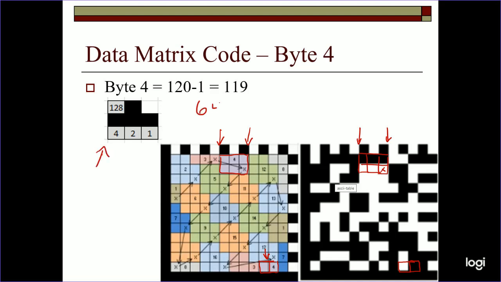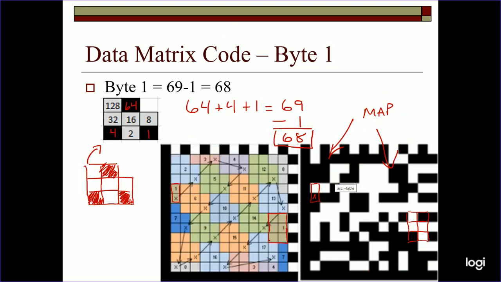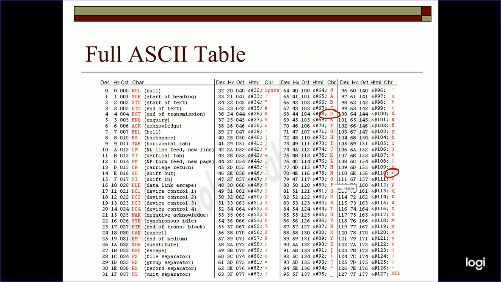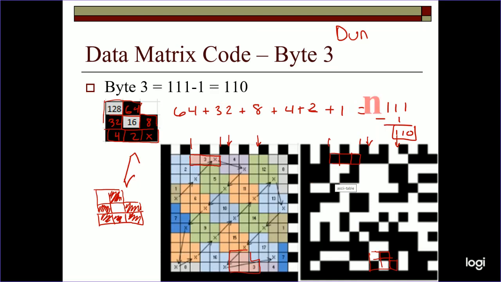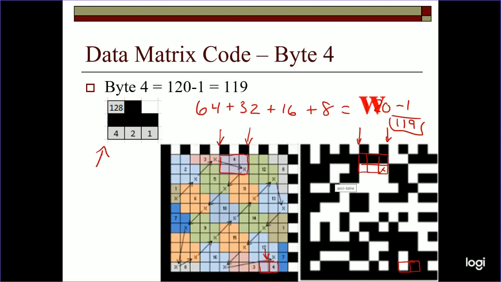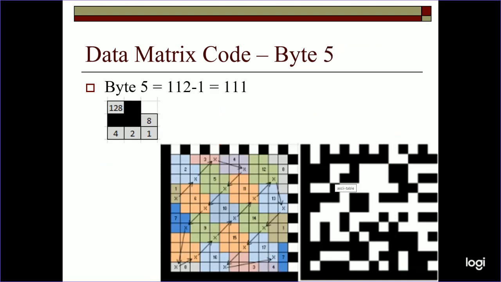I get 64 plus 32 plus 16 plus 8. That adds up to 120. I subtract 1. I get 119. Go back to my thing. I get 119 on the ASCII chart. I'm going to guess is W. So I got D-U-N, W, and this is lowercase now. It is Dunwoody. So the good news is this one should go pretty quick now.